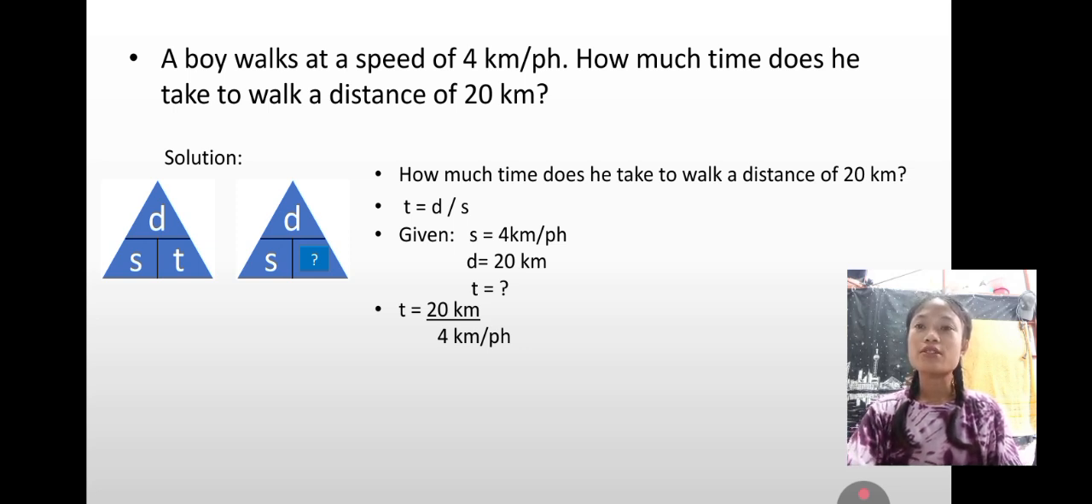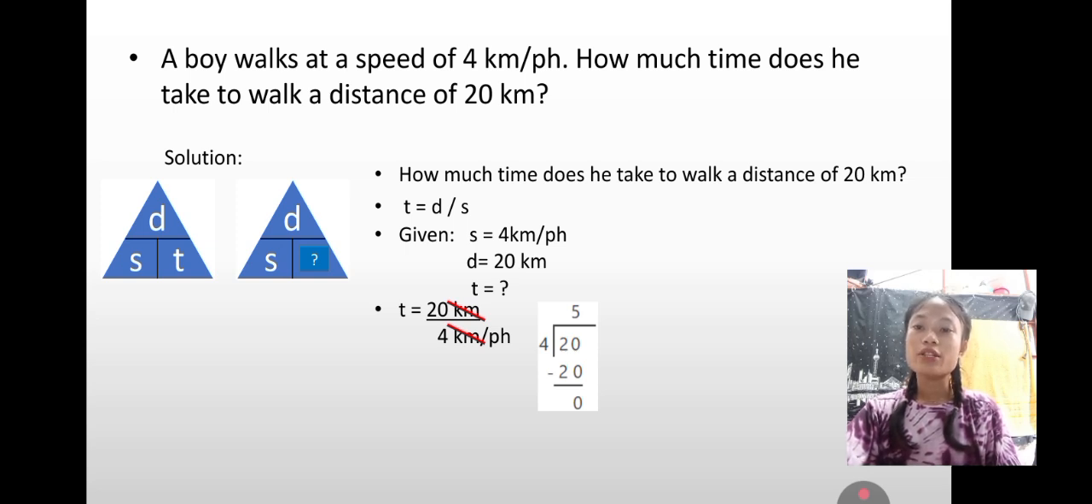So this is the next step. Substitute the values into the formula. Our formula is T is equal to D over S. So it means T is equal to 20 kilometers over 4 kilometers per hour, or 20 divided by 4. We cancel out the same units so we can see what unit to use in our answer. Next, divide, solve the equation and calculate the answer.